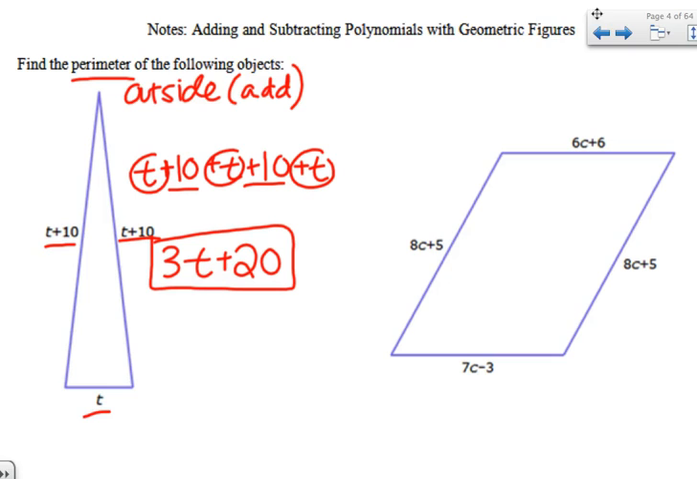Do you have to show all your work like this? No. If you can count up the t's and see there are 3, and count up the 10s and see there are 20, go for it. But that's mathematically the long way of doing it, okay?